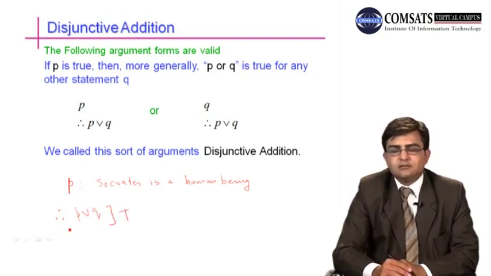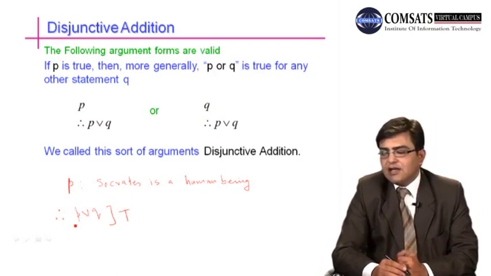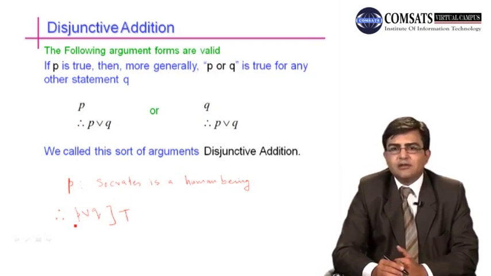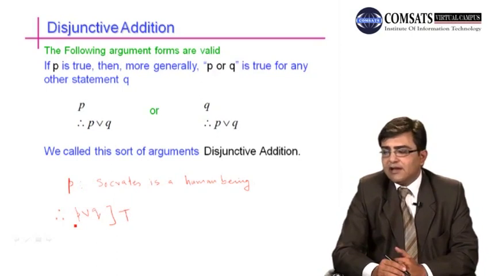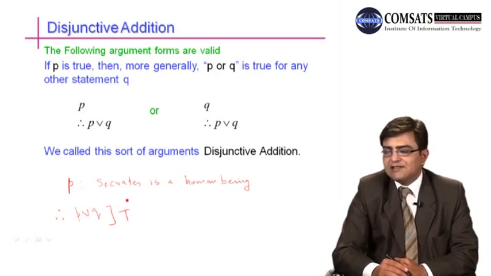If Q is false, we know P is true. If Q is true, P or Q both are true, then it is true. If P is true, Q may be false, then again P or Q will be true, because there is a disjunction between P and Q.